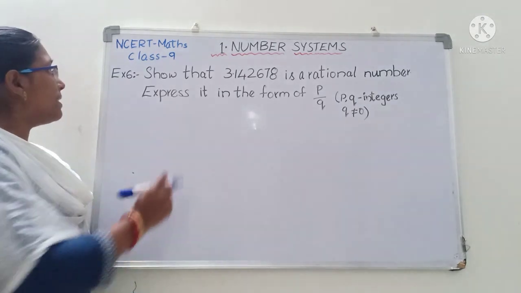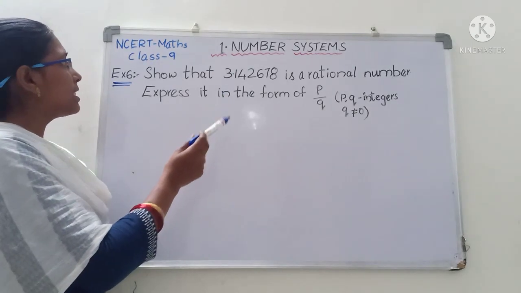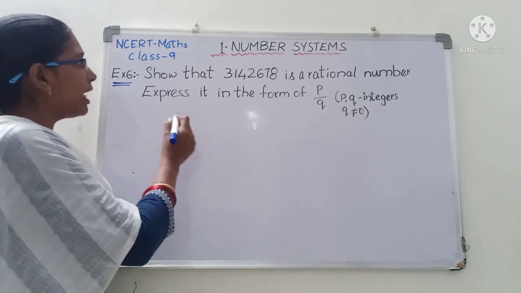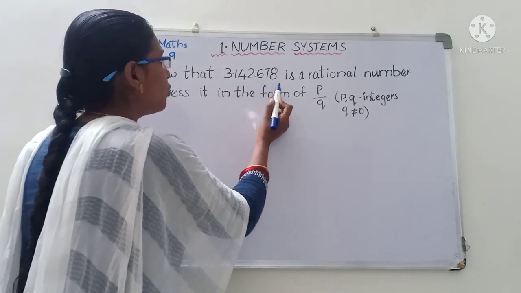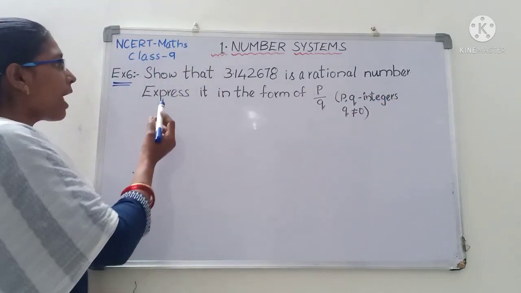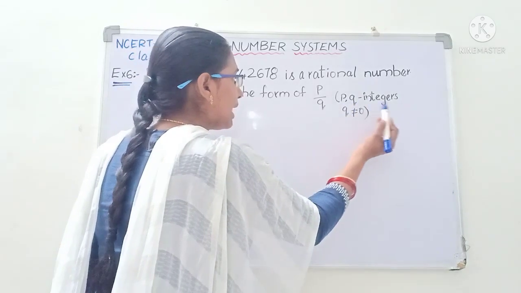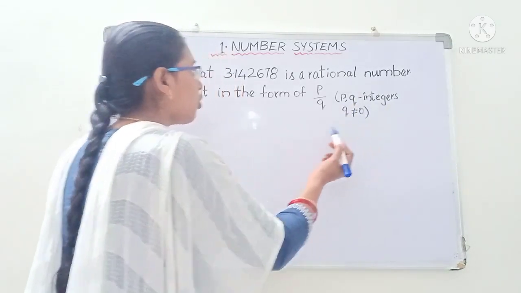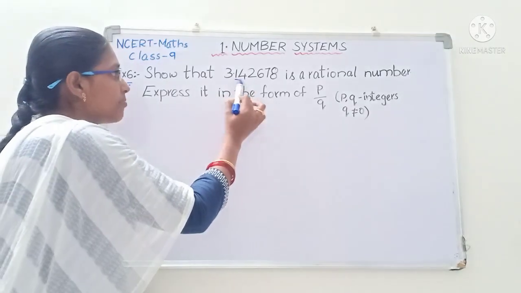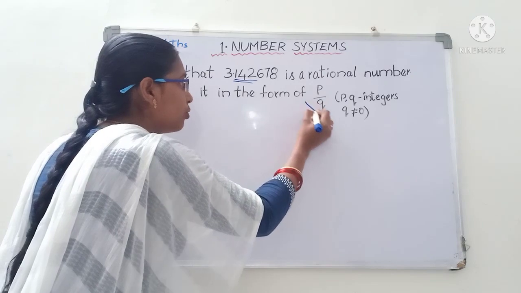Children, today let's solve example 6 in the chapter Number Systems of the class 9 NCERT maths textbook. Show that 3.142678 is a rational number. In other words, express it in the form p by q, where p, q are integers and q not equal to 0. Here they gave a decimal expansion. You should express it in the form of p by q.